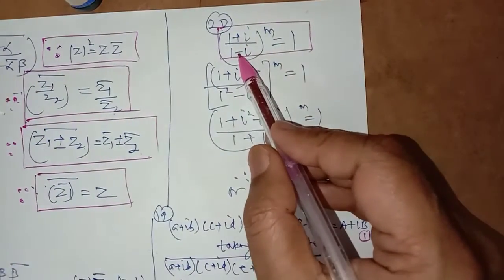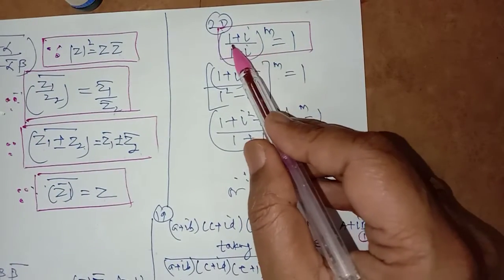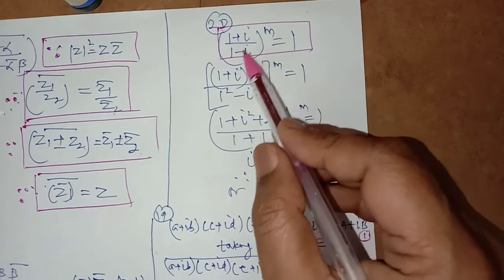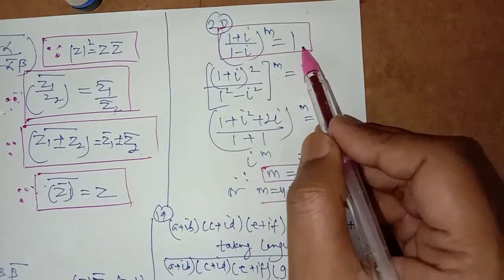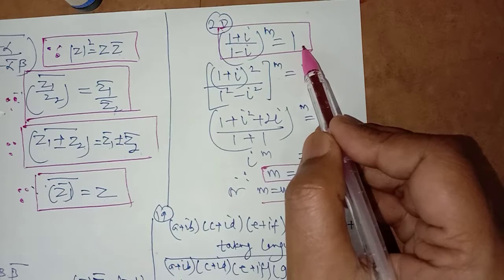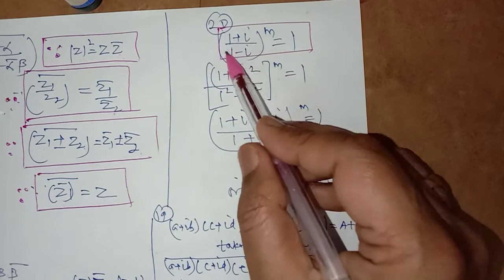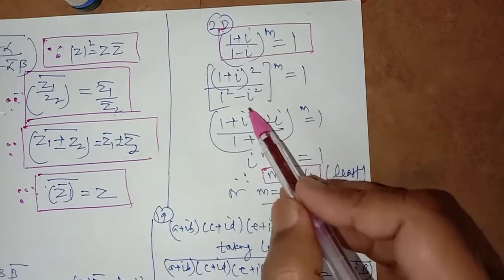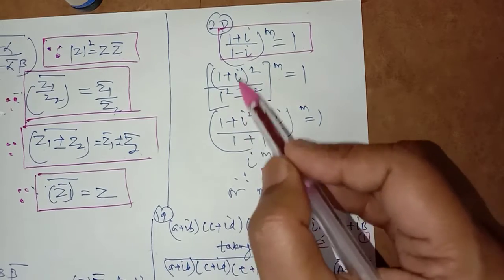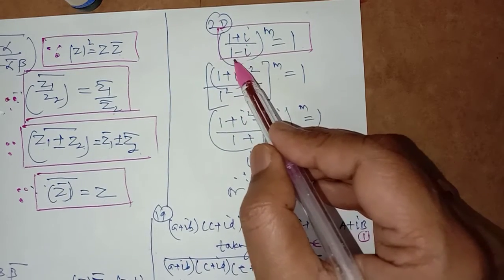Now in the next question, (1 plus i upon 1 minus i) raised to power m is equal to 1. You have to find the value of m. So first of all, rationalize this complex number and convert it into the standard form. So multiply numerator and denominator by 1 plus i.